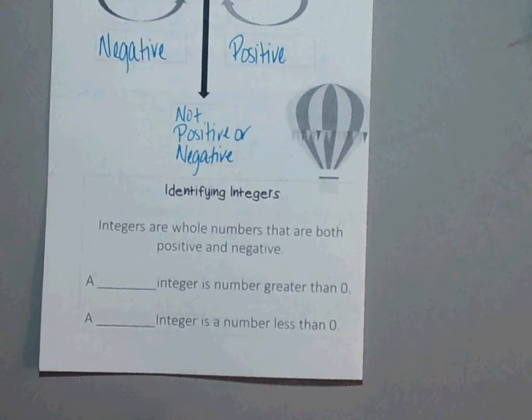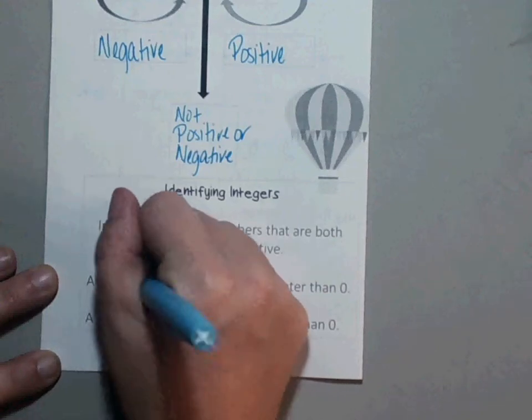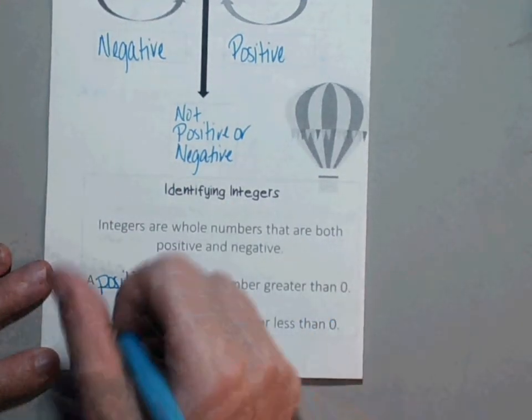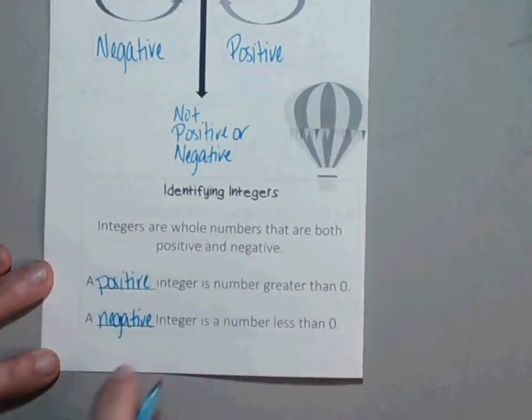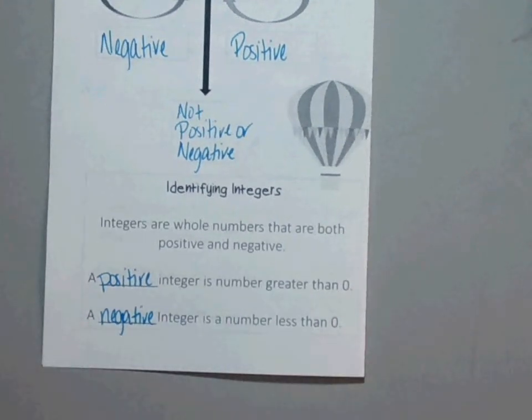At the bottom, integers are whole numbers that are both positive and negative. Positive or negative whole numbers. We said this definition a million times and people are still missing it. No decimals, no fractions. A positive integer is a number greater than 0. A negative integer is a number less than 0. So this needs to go in the pocket of your notebook.